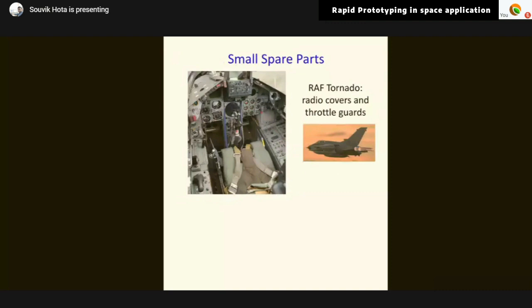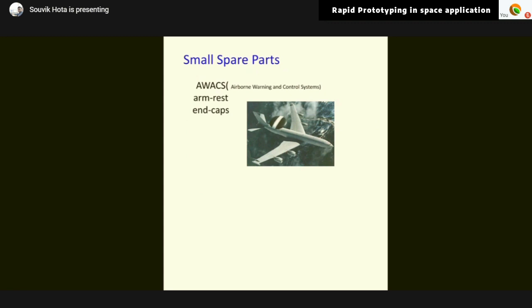Other spare parts like the RAF Tornado aircraft's radio covers and throttle guards are also made with the help of selective laser sintering and fused deposition modeling, all these kinds of rapid prototyping techniques. Now, even in the airborne warning and control system, that is AWACS, we know about this, the armrest and end cap have been manufactured with the help of this rapid prototyping technique.